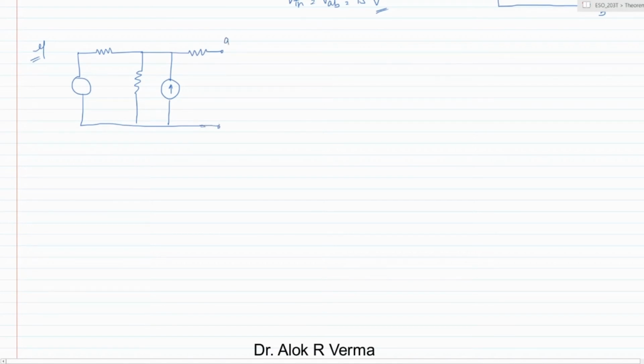This is the terminal A, this is B, and suppose this is your 1 ohm resistance as usual, this is 2 ohm resistance, this is 2 ohm, and this is 10 ampere, 10 volt. So this is the circuit. Now in this circuit, apply the superposition theorem.